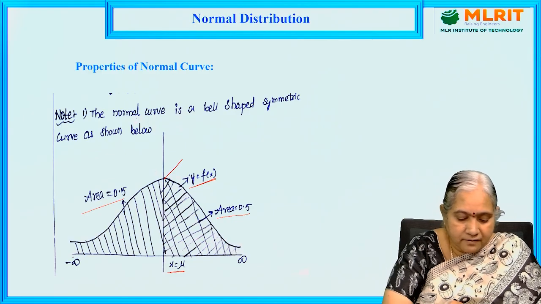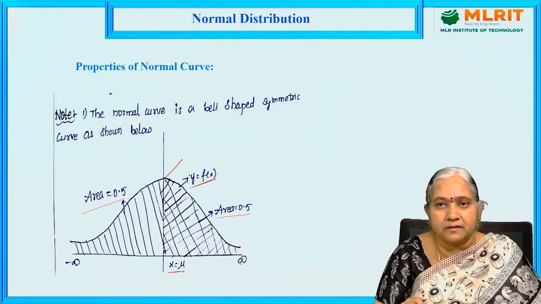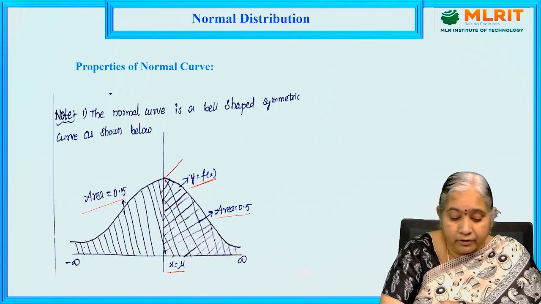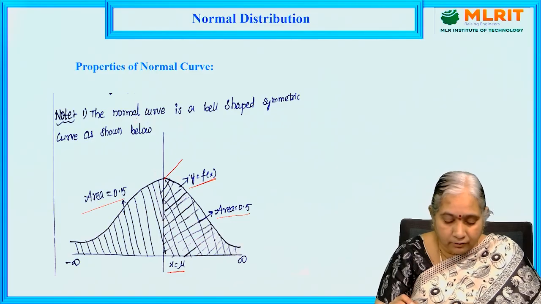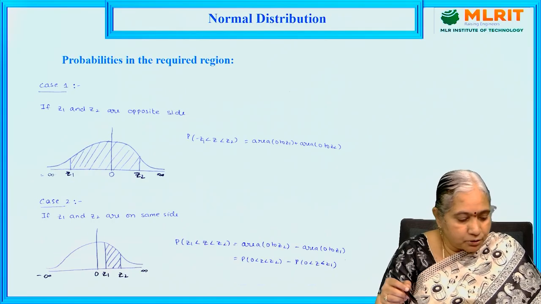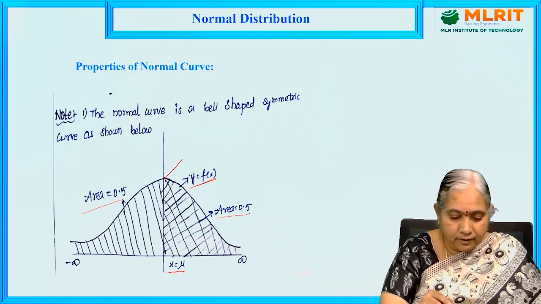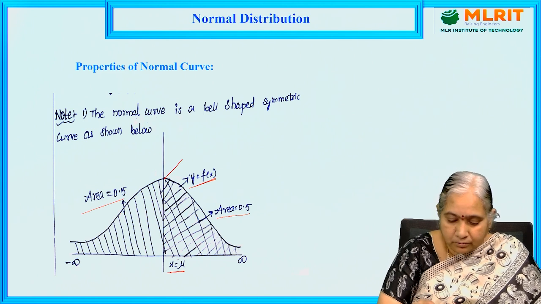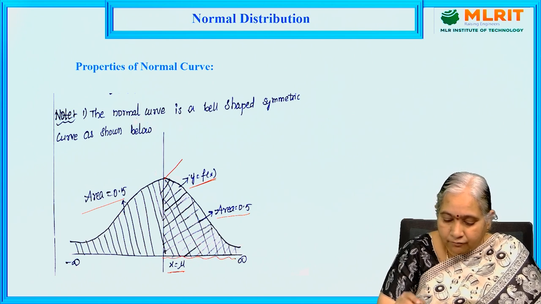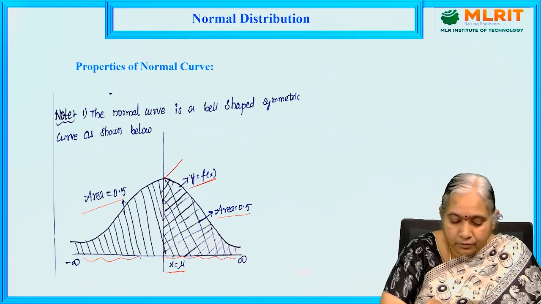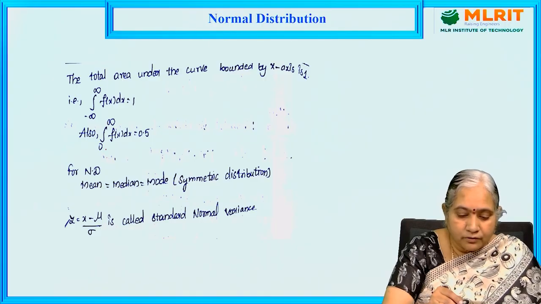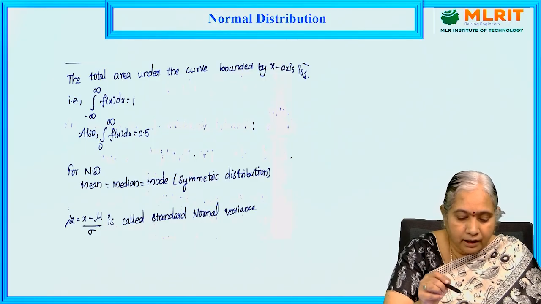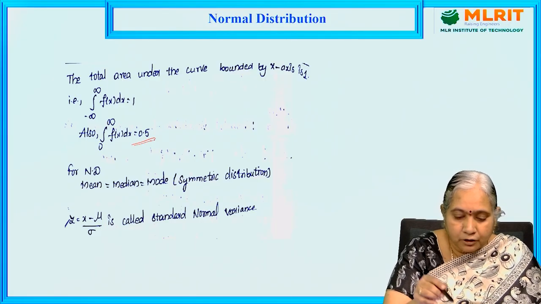And x takes the values minus infinity to plus infinity. And this curve never touches the x-axis. It extends from minus infinity to infinity. So the area is divided into 2 equal parts. So that's why from 0 to infinity the area is 0.5. Minus infinity to 0 the area is 0.5. So 0 to infinity, half of the area, that is 0.5.